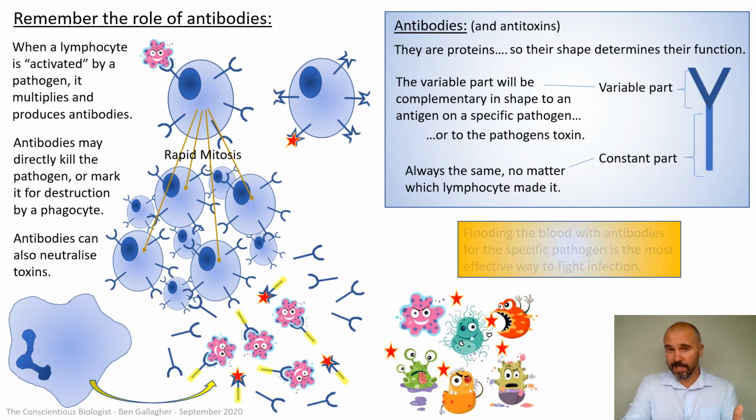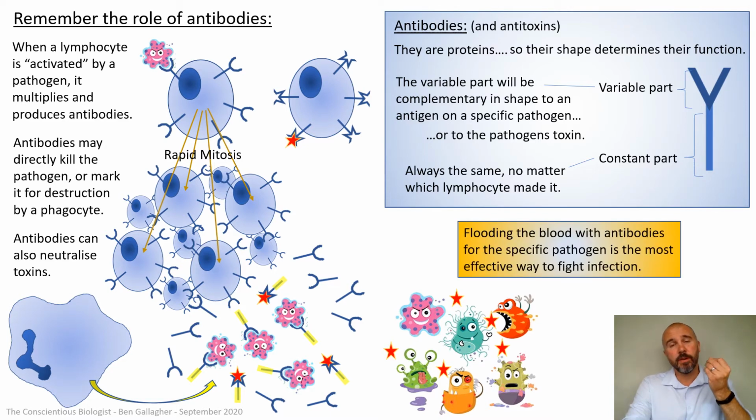The key thing then about lymphocytes is that flooding the blood with antibodies for the specific pathogen is the most effective way to fight infection. If you can get loads and loads of the antibodies that are specific to that pathogen into the blood, that bind to the pathogen, bind to its toxins, massively speed up the response of the phagocytes, and you'll get better very quickly. So flooding your blood with antibodies, big bonus for getting better.